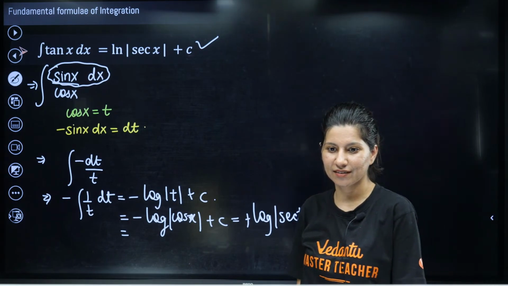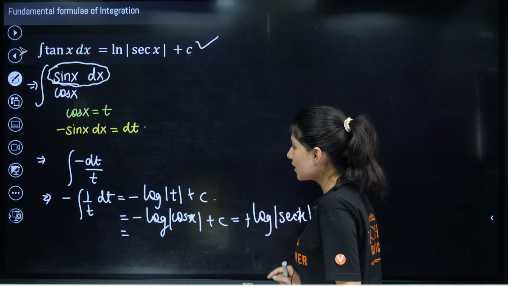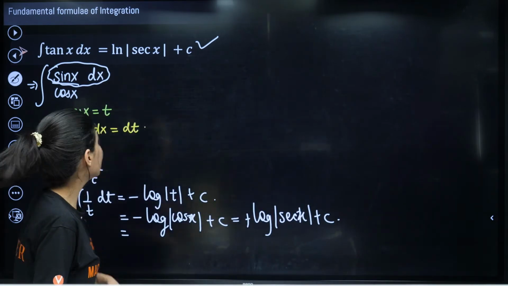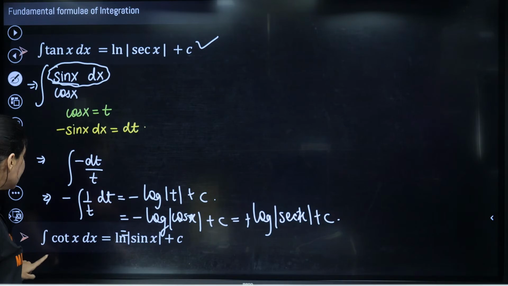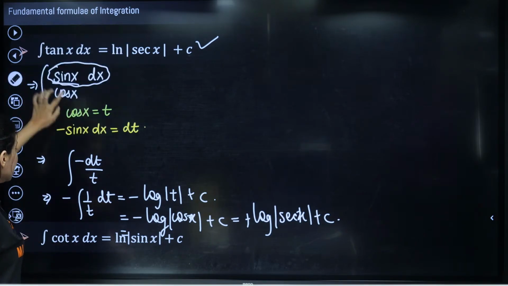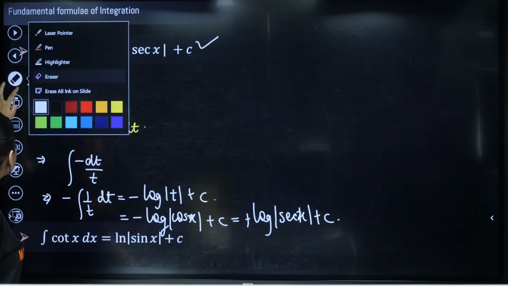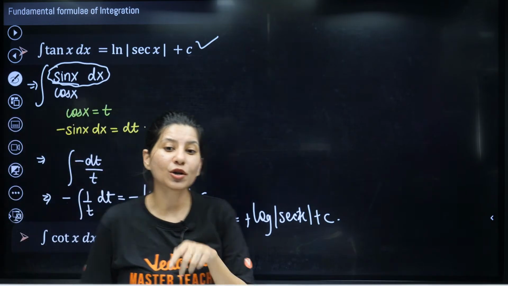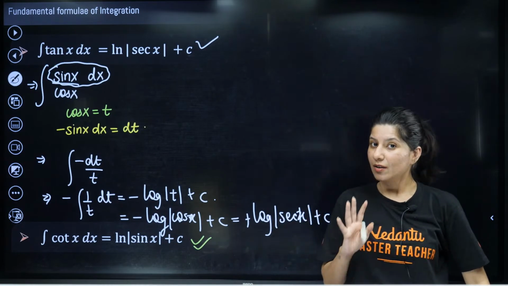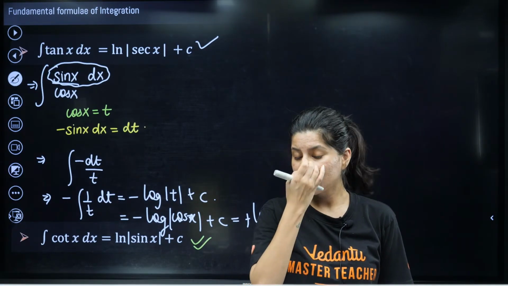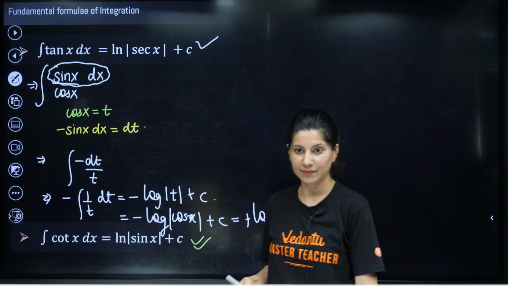Okay, got it. So this is your answer. Now similarly, the integration of tan x is log of mod of sec x. Mod is already there. The integration of cot x is log of mod of sin x. So together you have to remember it.